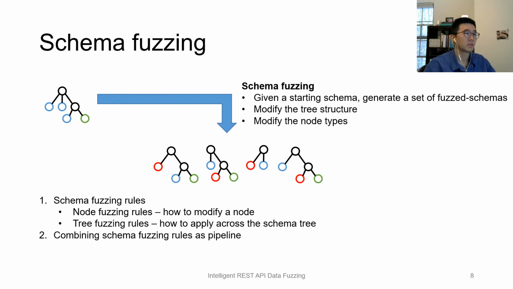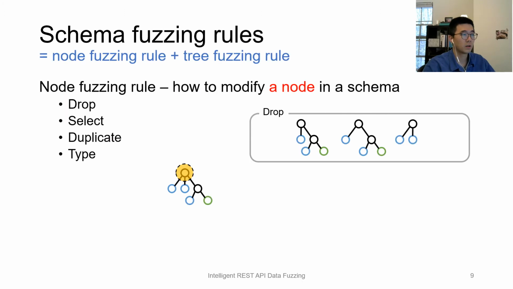Let's first take a look at the schema fuzzing. Here, we're going to talk about our basic schema fuzzing rules, which include node fuzzing rules about how to modify a single node, and tree fuzzing rules about how to apply across the schema tree. And after that, we're going to talk about combining these basic schema fuzzing rules as a pipeline. Okay, let's first look at the node fuzzing rule.